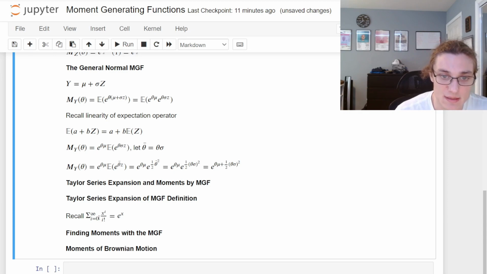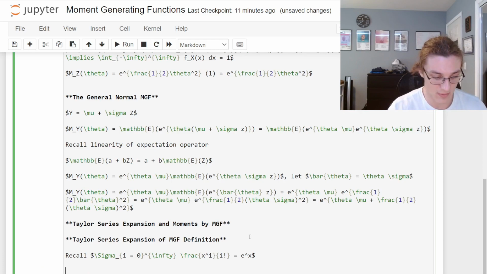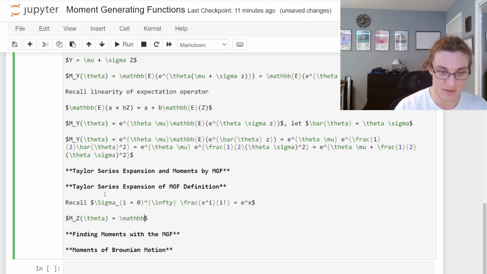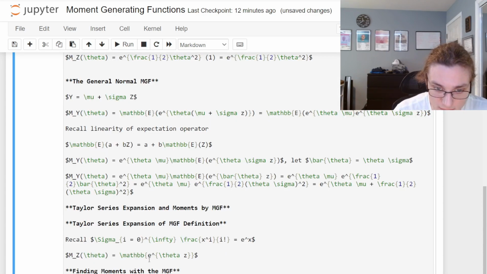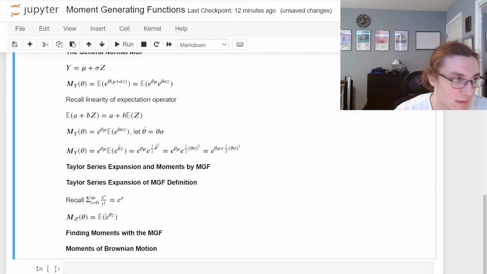Alrighty, so if this is the case, that is, we have that e to the x is equal to the infinite sum from i equals 0 of this ratio of x to the i divided by i factorial, then we can go ahead and plug this guy into the definition of the moment generating function. So what does that look like? Well, we have M of Z of theta is equal to the expectation of e to the theta Z, right? Whoopsie, that should be outside of it. E to the, there we go, e to the theta Z.